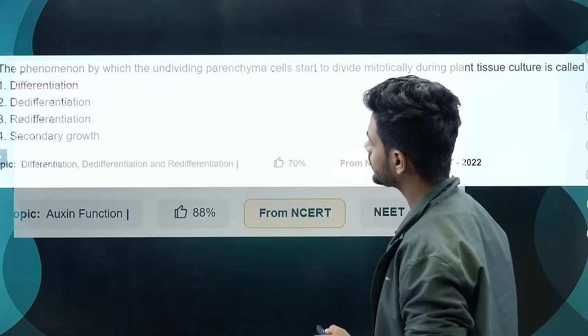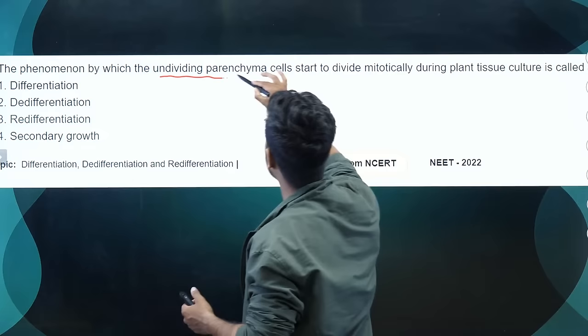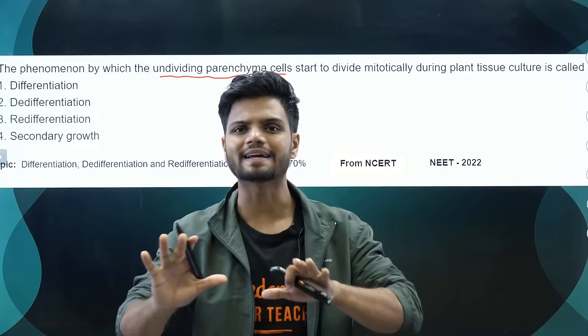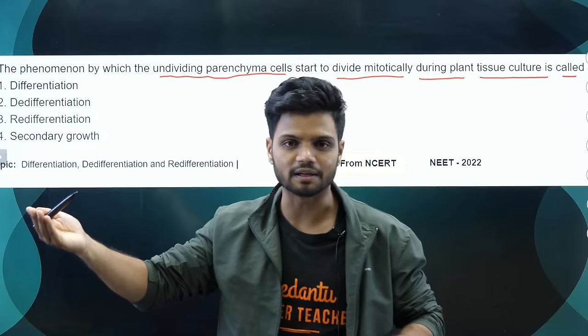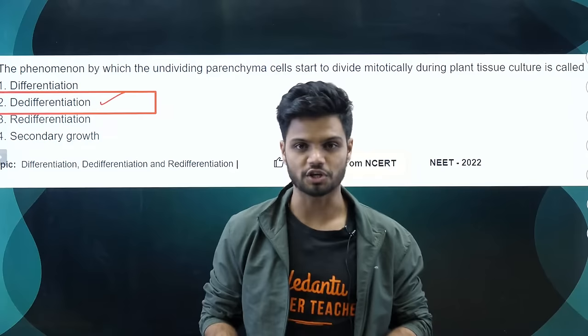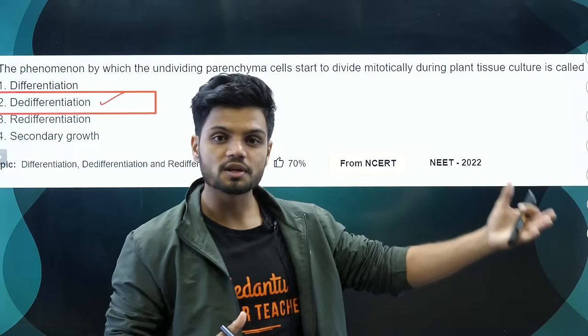Next question. The phenomenon by which undividing parenchyma cells, we have a certain amount of parenchyma cells which are not dividing at all. Undividing parenchyma cells start to divide mitotically during plant tissue culture is called as? Undivided cells start dividing. That is called dedifferentiation. Clear? Now once they stop their function again and they change their function, that would be redifferentiation.